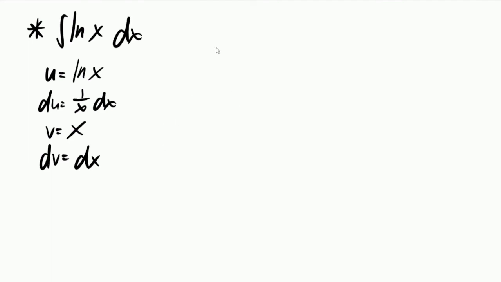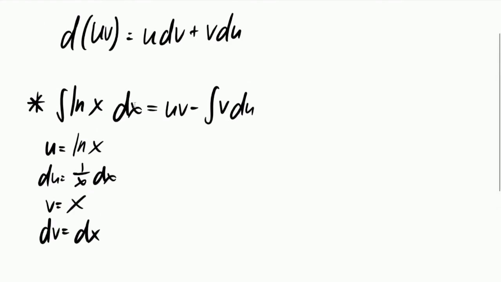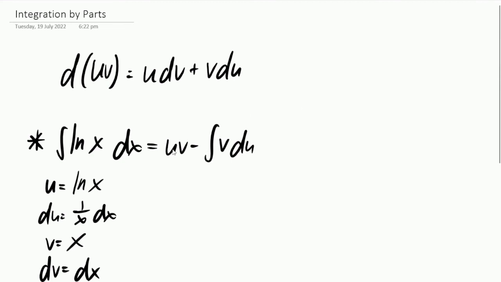Okay, next we will use the formula of uv minus the integral of v du. This is the formula for integration by parts. Okay, substitute u, v, and du. So it will become x, then ln x for u, minus v again, that is x, and then the du, which is 1 over x dx.